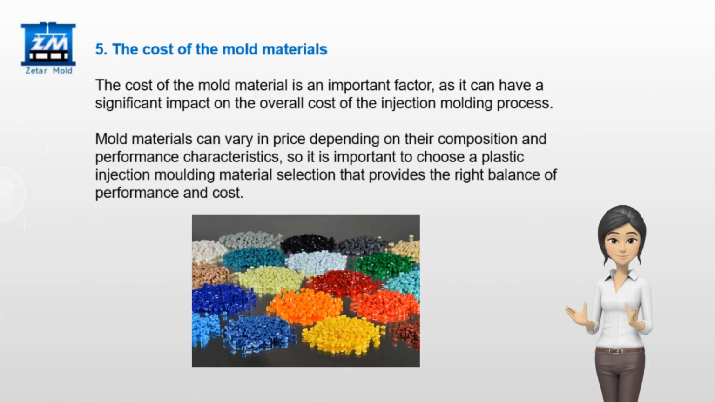The cost of the mold materials. Cost of the mold material is an important factor, as it can have a significant impact on the overall cost of the injection molding process. Mold materials can vary in price depending on their composition and performance characteristics, so it is important to choose a plastic injection molding material that provides the right balance of performance and cost.